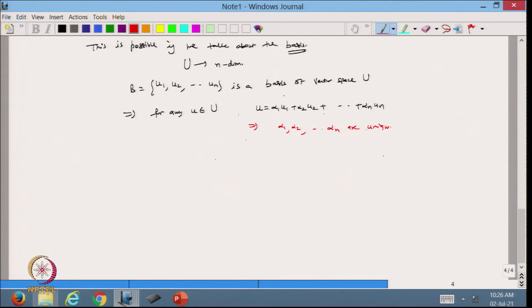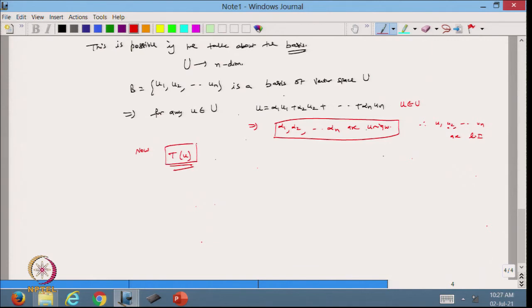So, I can find the system of equations, and that system of equations is going to have a unique solution, because u1, u2, up to un are linearly independent. So, this representation will be unique. Now, it is for any u belonging to U, so this is true for any u. If I am able to find the T of u, then we are done. So, T of u we can find out.